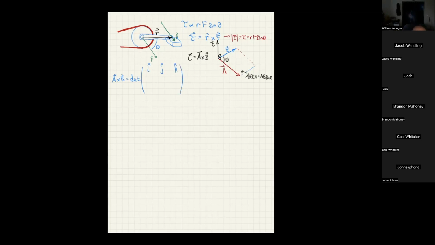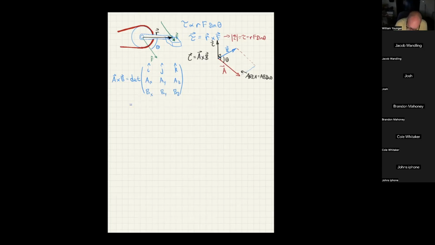Its second row will be the first vector. So you have AX, AY, AZ. And your second vector would be the third row. So you'd write BX, BY, and BZ. Now, there's a lot of neat little ways you can do this.